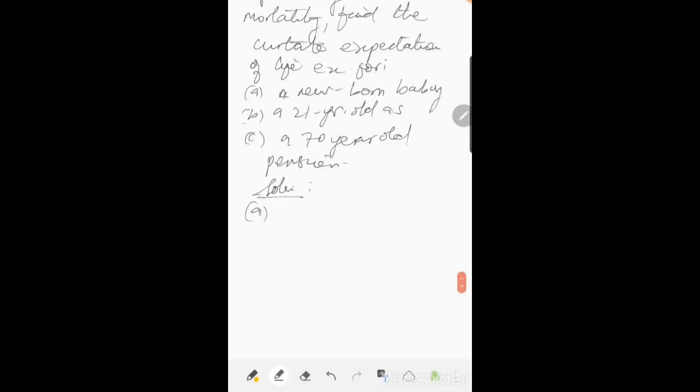So for A, we need to find the quoted expectation EX. How do we find this? Using this relationship, E naught X is approximately equal to EX plus 1/2. So we need to find EX. You just make EX the subject of the formula, so EX is equal to E naught X minus 1/2. For a newborn baby, E0 is approximately equal to E naught X minus 1/2.